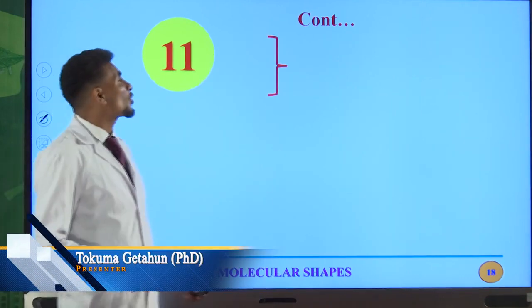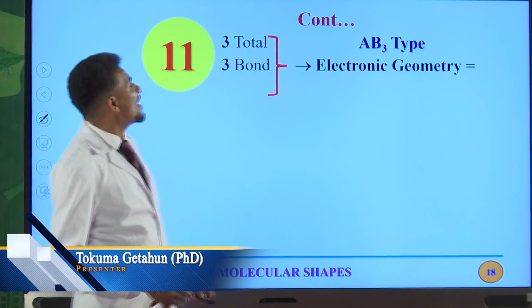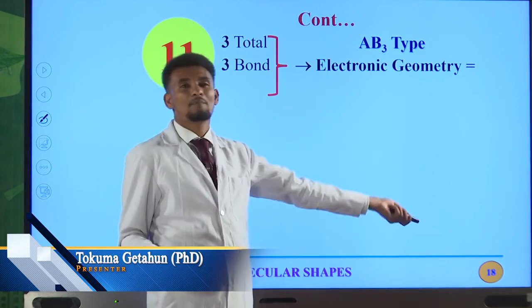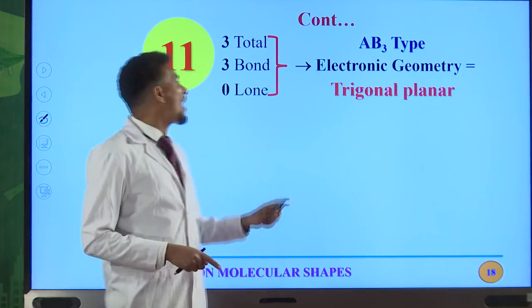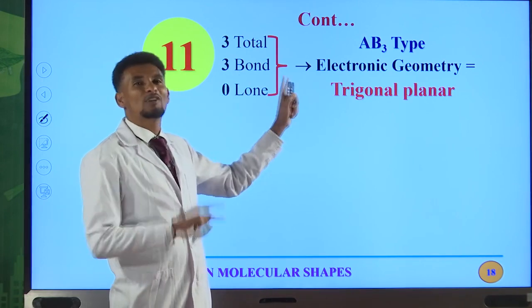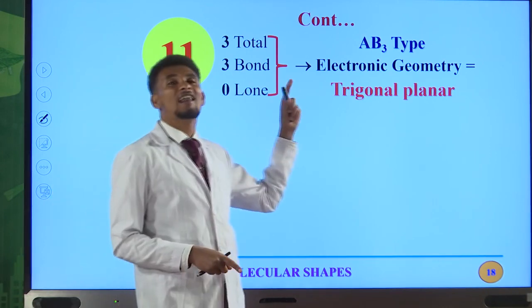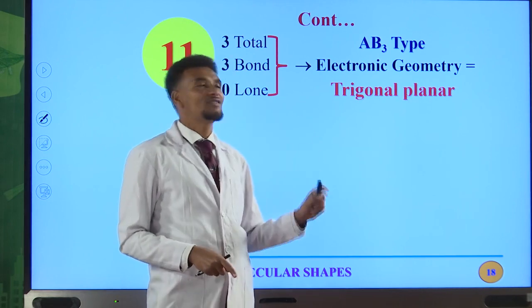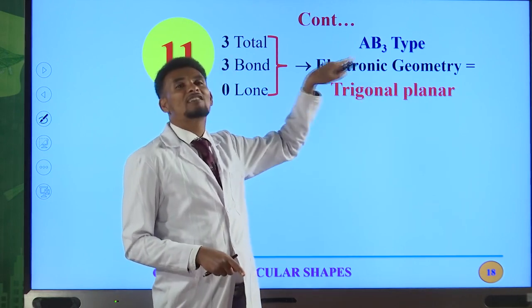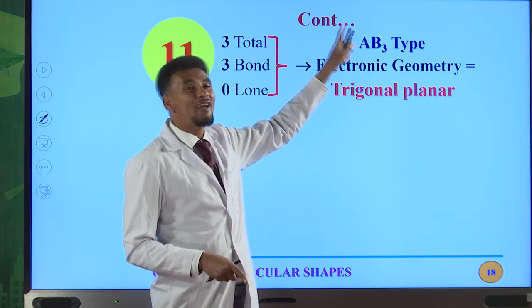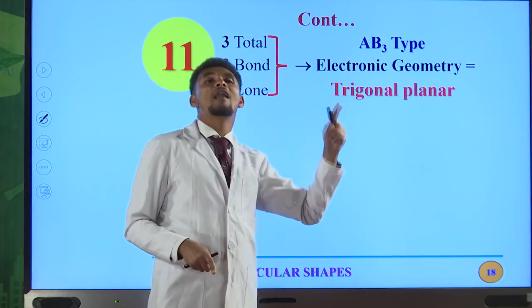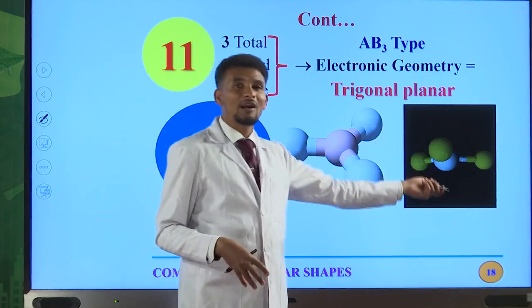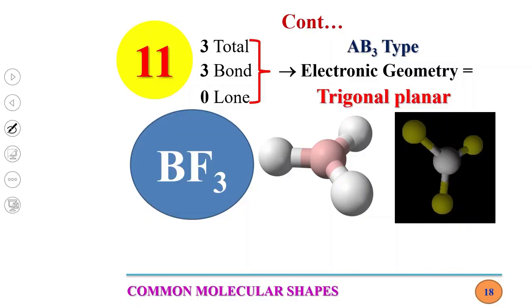Okay, the 11th common shape of molecules is for molecules that have AB3 type. In this AB3 type, we have 3 bonding pairs, but we have no lone pairs of electrons on the central atom. Therefore, the electronic geometry for molecules that have AB3 type is trigonal planar. It looks like this one, planar arrangement. What type of planar? Trigonal planar. This is the electronic geometry for the molecules that have AB3 type.